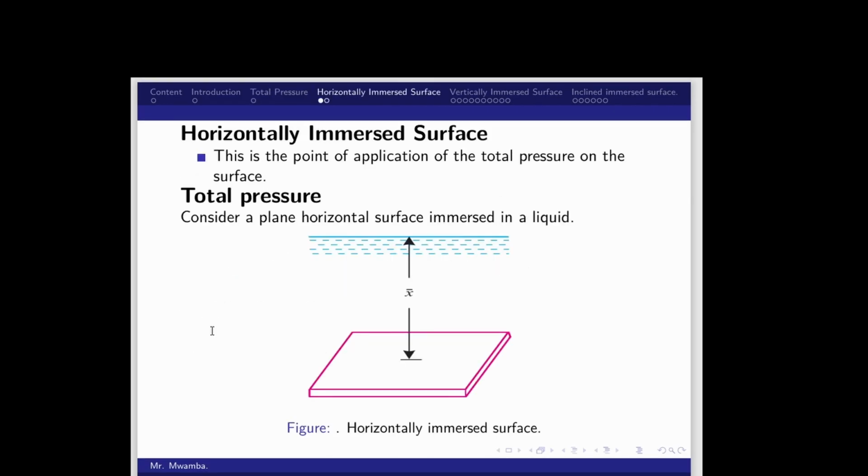So let's visualize this. Like I said earlier, suppose this surface is immersed in a liquid, and on top of it is a liquid volume of height x bar. Our question is, how much pressure is being exerted on this surface by the liquid above it? And at what point does this pressure act on this particular surface? As you can see, this is a horizontally immersed surface.